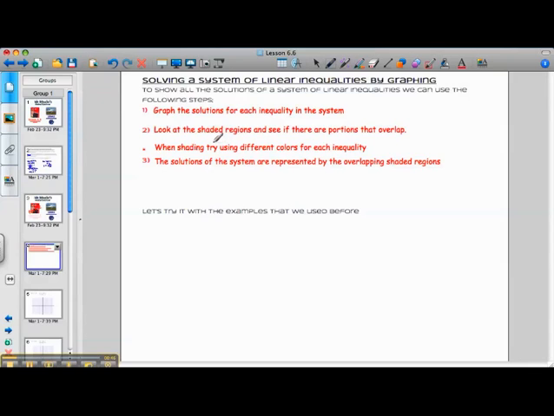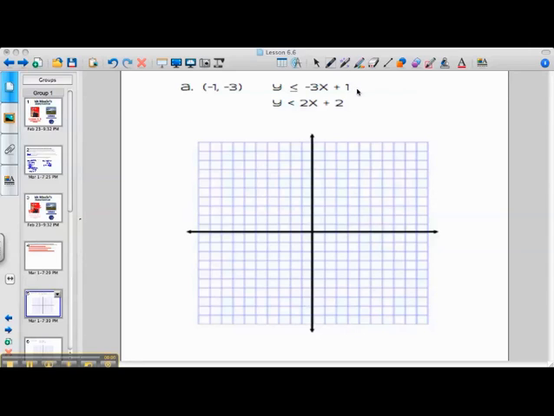A nice point to mention is when shading, try using different colors with each inequality. That'll help make things a little bit easier to determine your solution. And step 3 is the solutions of the system are represented by the overlapping shaded regions. So where both inequalities are shaded together, that's where we're going to have our solution. So let's take a look at some of the examples we did in part 1.